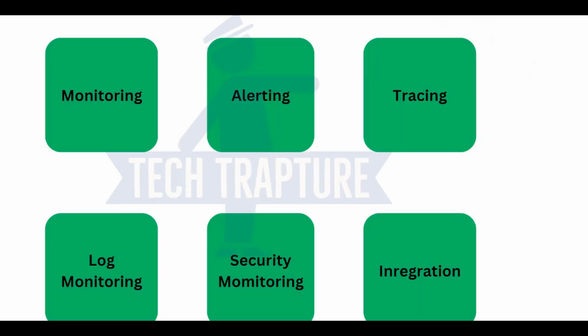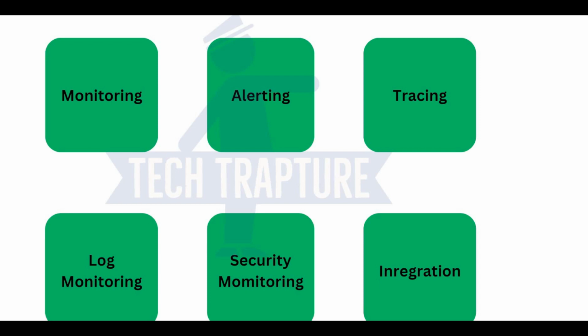So what can Datadog do? First is monitoring. Datadog provides real-time monitoring of metrics, traces, and logs. It collects data from various sources and provides it in a presentable format on the dashboard. The second thing is alerting. Users can set up alerts based on metrics or conditions, and these alerts can be sent to email, Slack, or PagerDuty, as there are different mediums available for sending alerts.